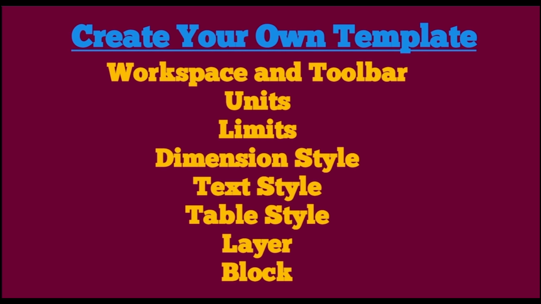Then toolbars. If you need any additional toolbar, that we need to set next. Next one, units. Then limits, dimensions, text style, table style, layers, blocks, everything we can make before you start your project and save that one as a template. That template we can use very easily to create the projects. How to do that one?